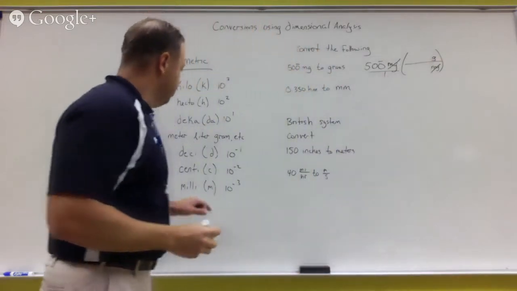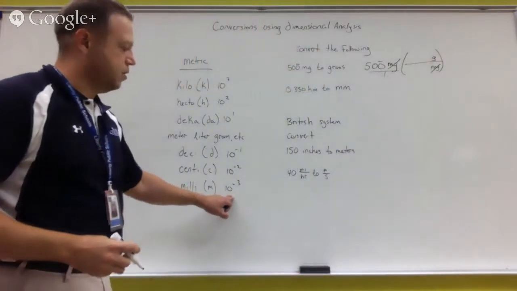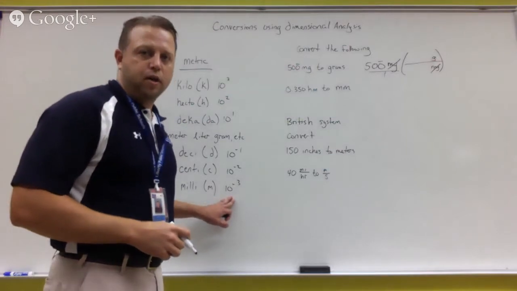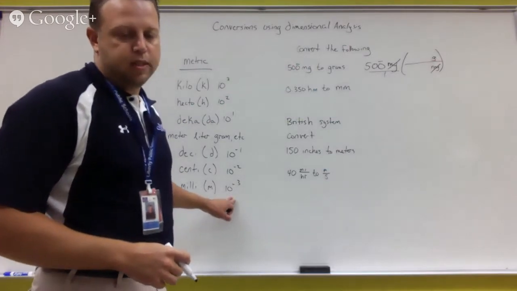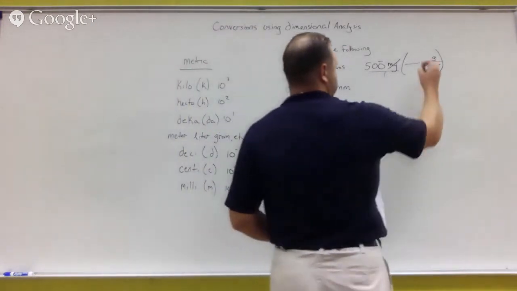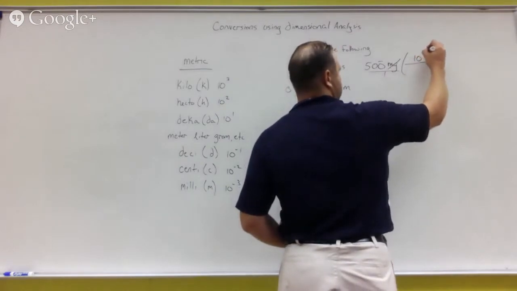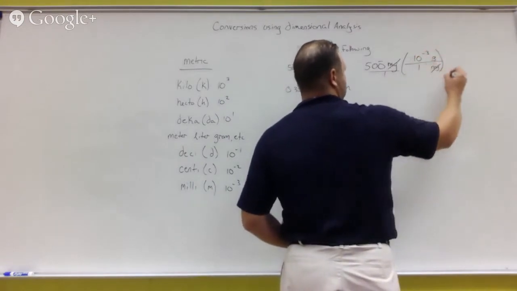So if we go down here to milli, we're going to see that there's 10 to the minus third. When we set this up, we want to say that there's 10 to the minus third grams in 1 milligram.